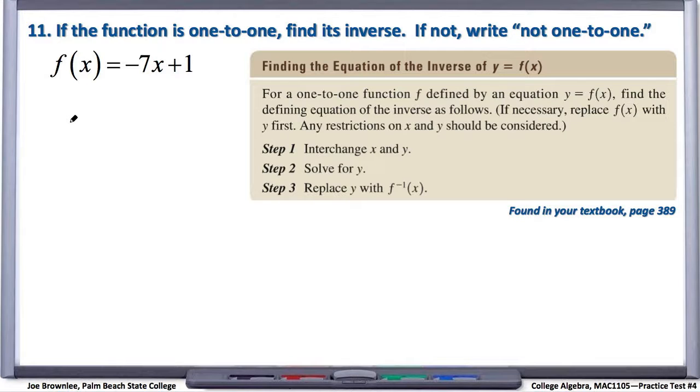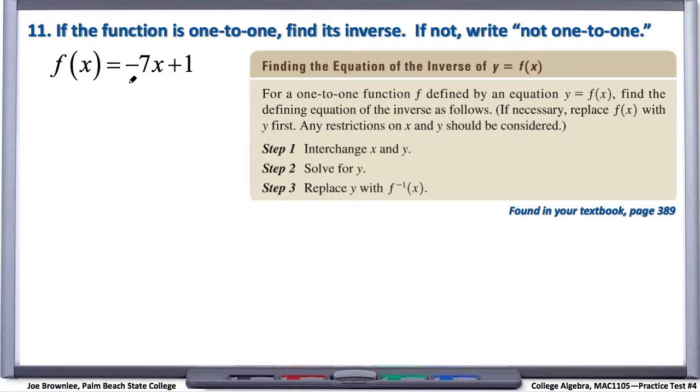Number 11, if the function is 1 to 1, find its inverse. If not, write not 1 to 1. And we've been given f of x equals negative 7x plus 1. Now, just like in number 10, f of x equals negative 7x plus 1 is a basic linear equation, and so it is 1 to 1.